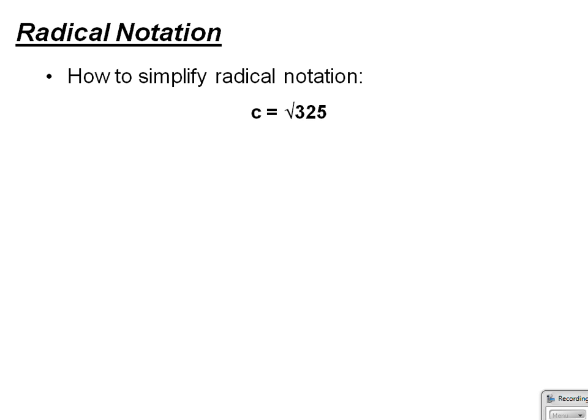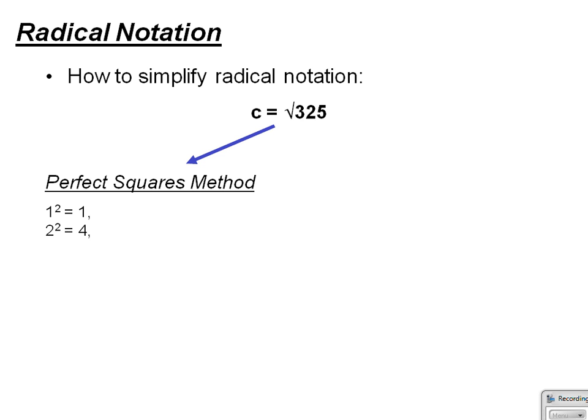Here's how we can do that. Simplifying radical notation, let's say that we have, again, c equals the square root of 325, and we wanted to simplify the square root of 325 without destroying any value. There are two methods to do this. The mathematically preferred method, in terms of understanding the properties behind it, is the perfect squares method. We can take a square root and write it as a multiple of square roots. And our goal is to find multiples within the square root that are perfect squares.